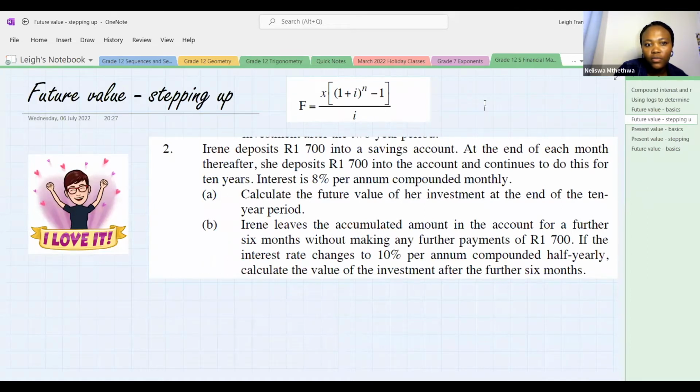So it tells us that Irene deposits 1,700 Rand into a savings account. At the end of each month thereafter, she deposits 1,700 Rand into the account and continues to do this for 10 years. Interest is 8% per annum, compounded monthly. Calculate the future value of her investment at the end of the 10-year period. Okay, so that's fairly straightforward. You guys go ahead and do that.